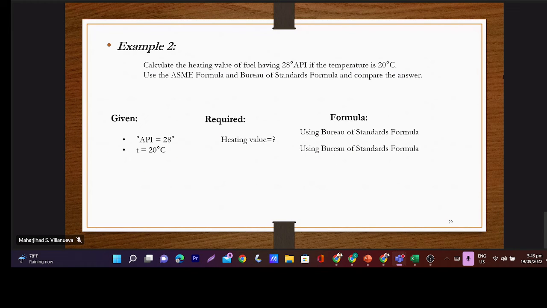Kasi ito po yung sample problem po natin. Calculate the heating value of fuel having 28 degrees API if the temperature is 20 degrees Celsius. Use the ASME formula and Bureau of Standards formula and compare the answer. Yung given po natin is degrees API equals to 28 degrees, tas yung temperature is equals to 20 degrees Celsius. Yung required po natin is heating value at ang gagamitin po natin ay Bureau of Standards formula tsaka ASME formula po.